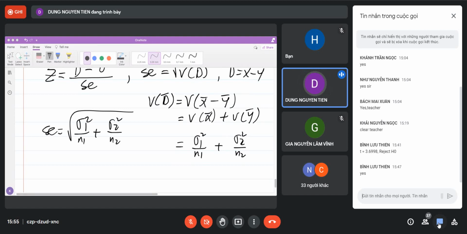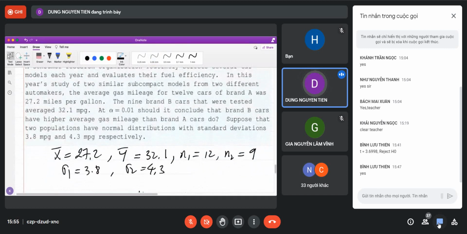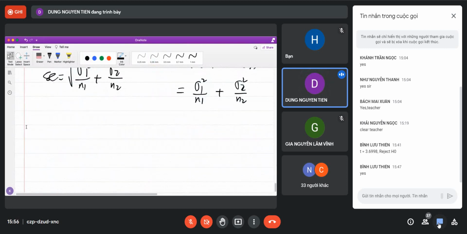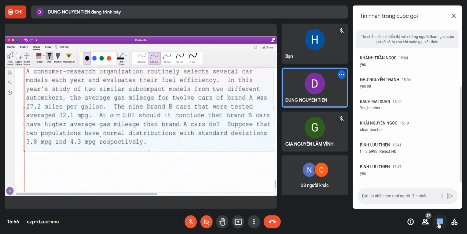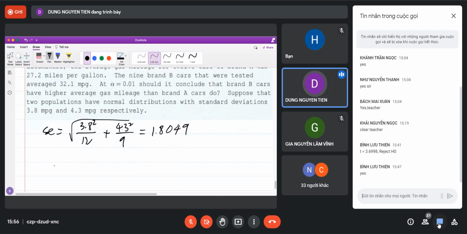That's clear. Okay. Then this is what you can get: the standard error. So back to our problem. The standard error is the square root of sigma 1 squared, 3.8 squared over n1, 12, plus 4.3 squared over 9. And the standard error you can get in this case is 1.8049. All right. And then you can find the z value.